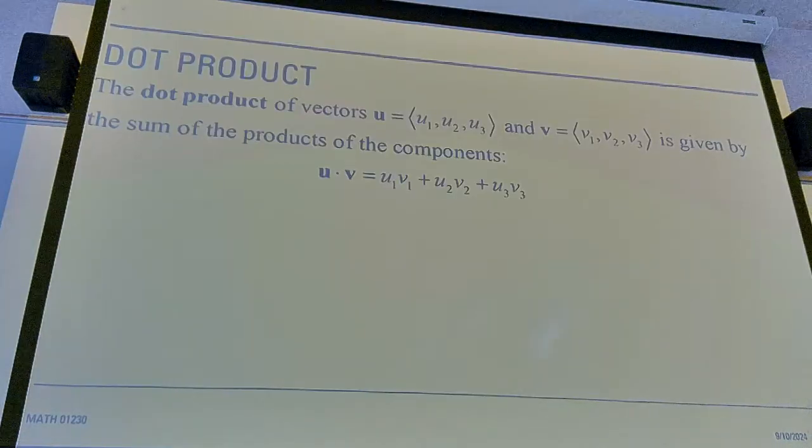So let's say we have two vectors, u1, u2, u3, and v1, v2, v3. The dot product is the sum of the product of the components. So it's u1 v1 plus u2 v2 plus u3 v3. Notice what kind of quantity the dot product gives you. It's a scalar quantity. So the dot product is also called the scalar product.